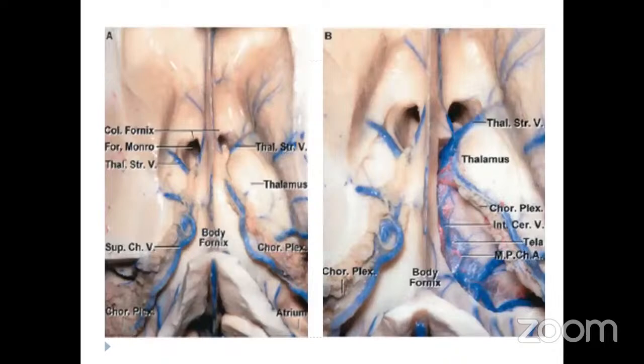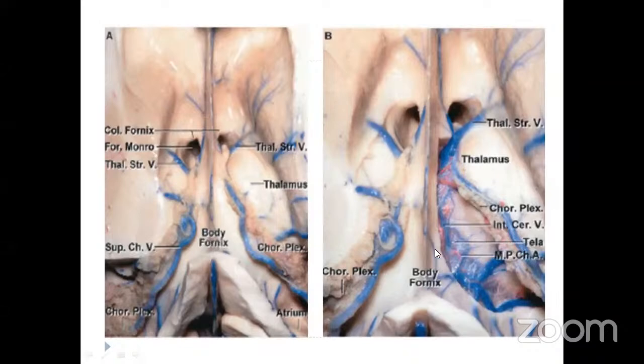Now, this is a diagram in which we are seeing from superiorly. In this diagram, as we can see, the foramen of Monro of both lateral ventricles has been exposed. And this is the thalamostriate vein and choroid plexus. As we can see, the thalamus is located laterally to the third ventricle, and the body of the fornix lies superiorly to the third ventricle.